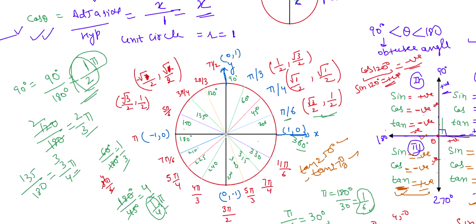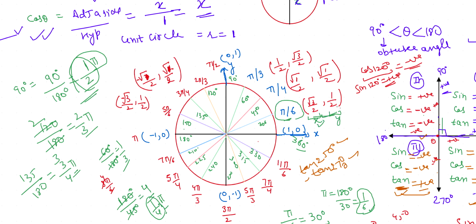look at the value of pi by 6. This is here x and this is y. Means x is cos theta. For cos 30 degree, the value is root 3 by 2. And for sine 30 degree, the value is 1 by 2.